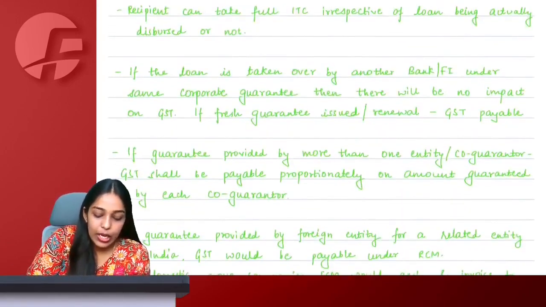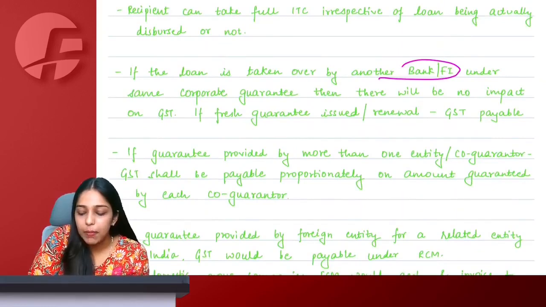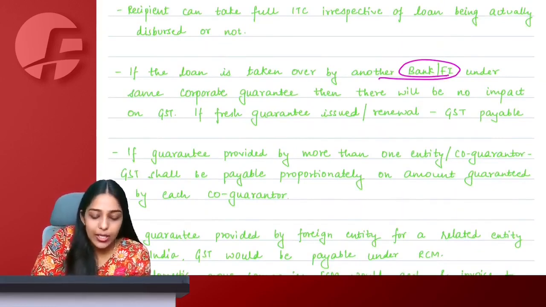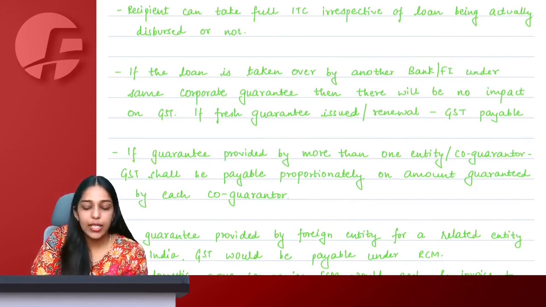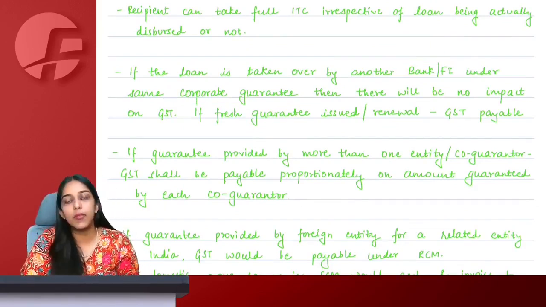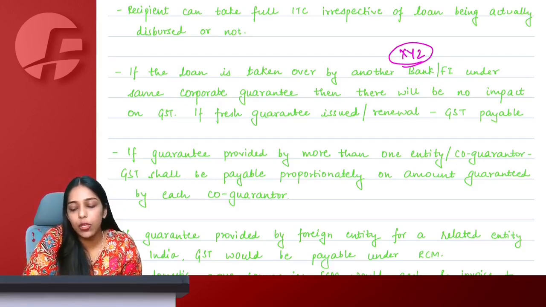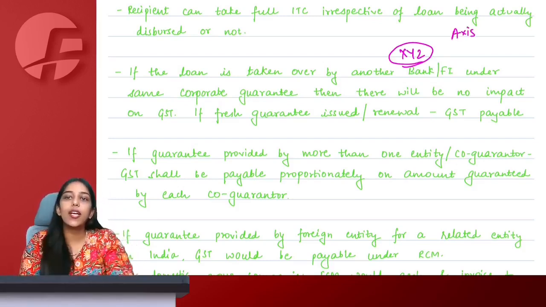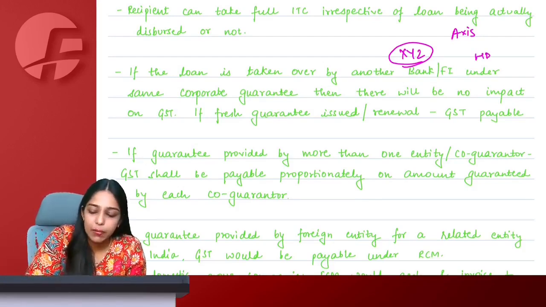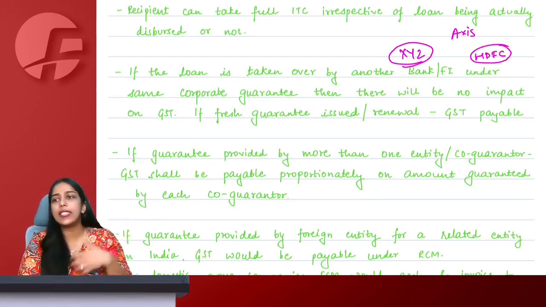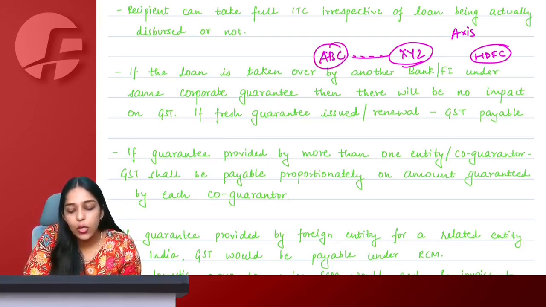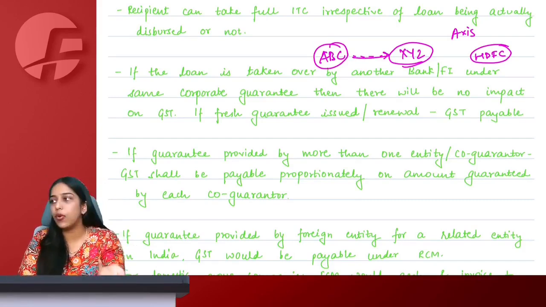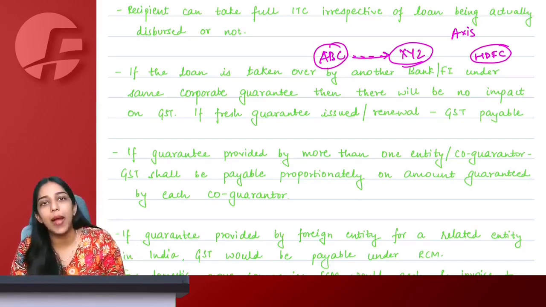Then we say, if the loan is taken over by another bank or financial institution under the same corporate guarantee, there will be no impact on GST. Let us say my recipient XYZ initially took a loan from Axis Bank. Now this entire loan is taken over or shifted to HDFC Bank, but the corporate guarantee still continues. ABC had guaranteed the loan, and till date this loan is still guaranteed by ABC only. Again, no GST impact will come.